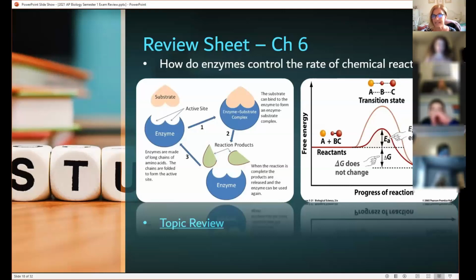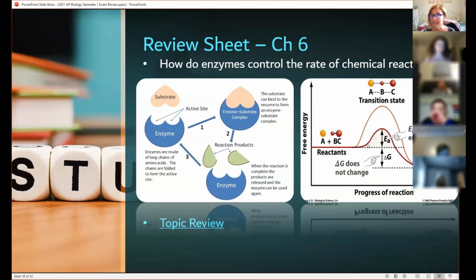Lots of questions on enzymes. So if you need a review, hit the review. I would say if you did percentages, this probably has more questions than any other topic because they're involved in every reaction, right? So how do they control the rate of chemical reactions?